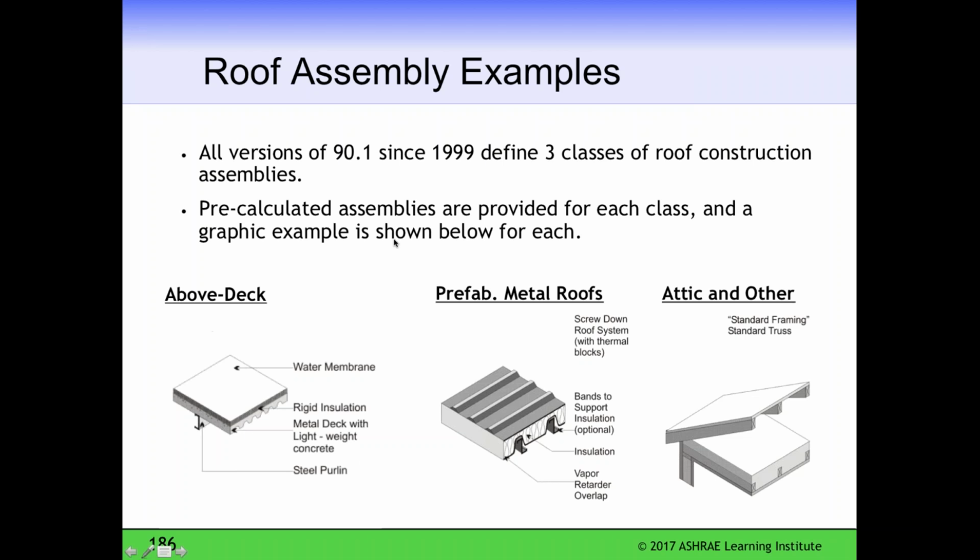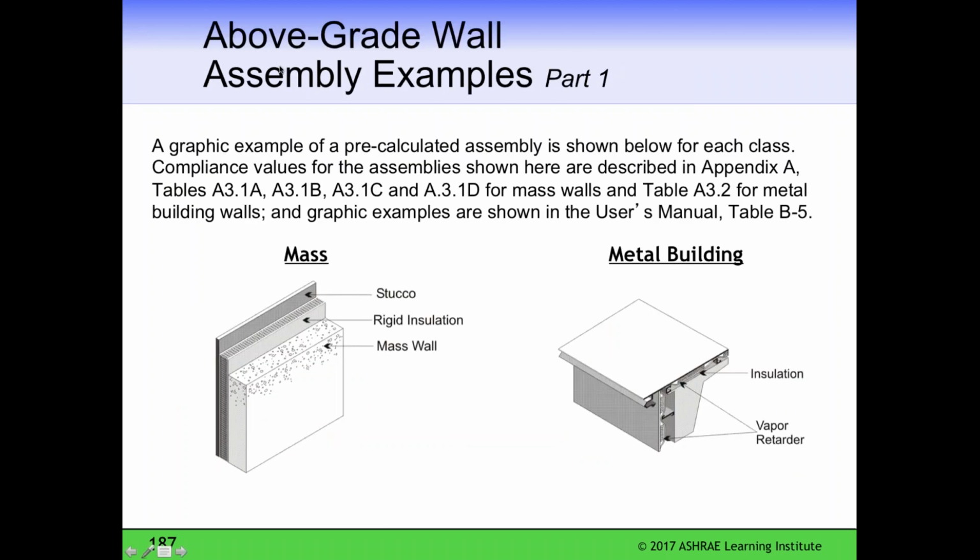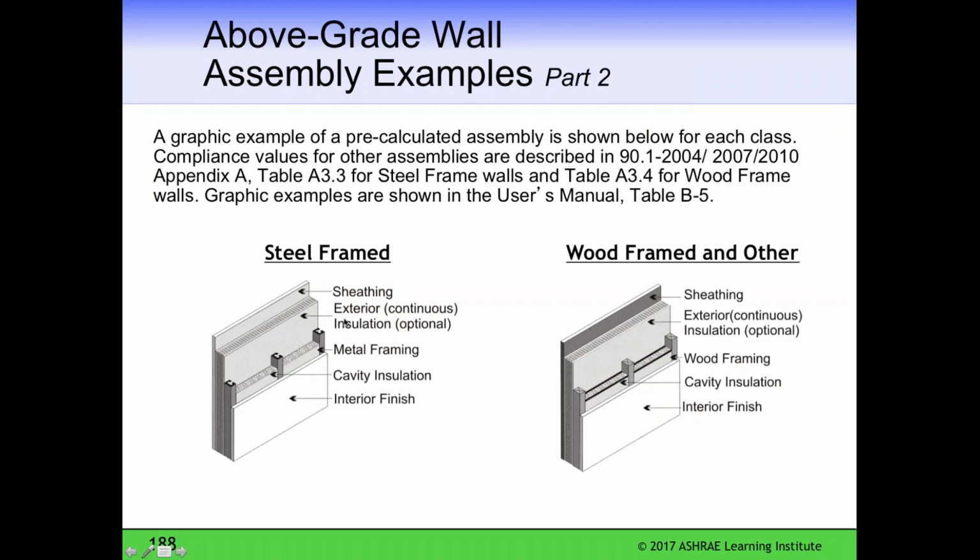And there are pre-calculated assemblies that are provided for each class that you can use. You're supposed to use those pre-calculated assemblies for typical construction unless your construction is radically different, and then there's a calculation procedure you can use. Graphic example of pre-calculated assembly shown for each class. Here's a mass wall with stucco, rigid insulation outside, mass wall, and then details for a metal building. And then very importantly, typical construction for steel frame and wood frame construction.